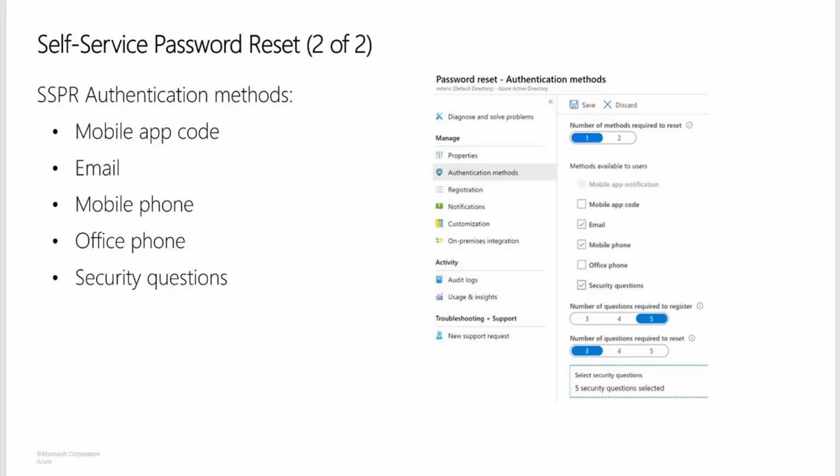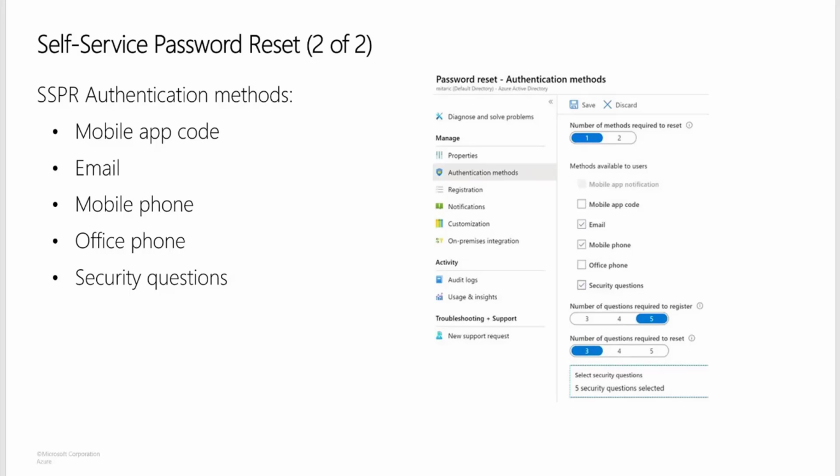Regarding the security questions, these can be configured with a certain number of questions to be registered for the users in your Azure AD tenant. In addition to that, you must configure the number of correctly answered questions that are required for a successful password reset. There are a large number of security questions. Note that security questions can be less secure than other methods, because people might know the answers to some questions.